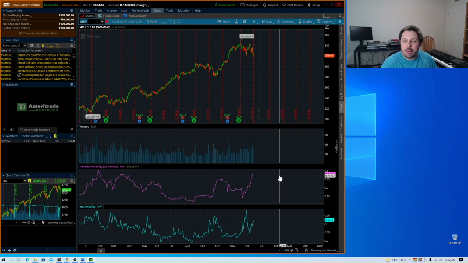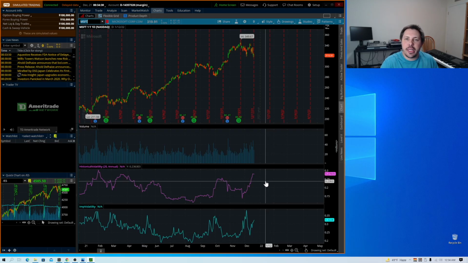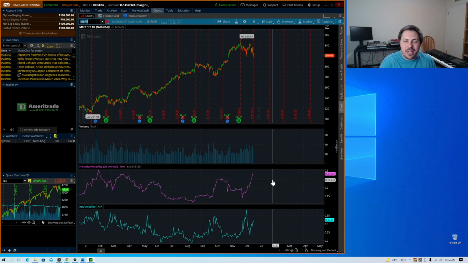Because the implied volatility always tends to be more overstated than what the historical volatility actually is. This is a really important concept to understand, right? That the markets are not going to move as much as you think they are, right?